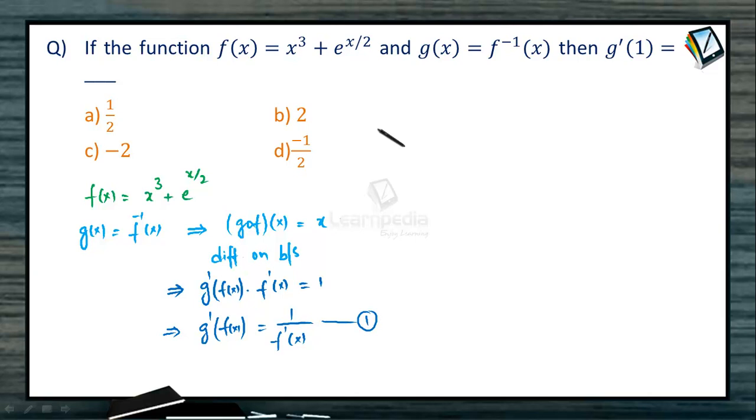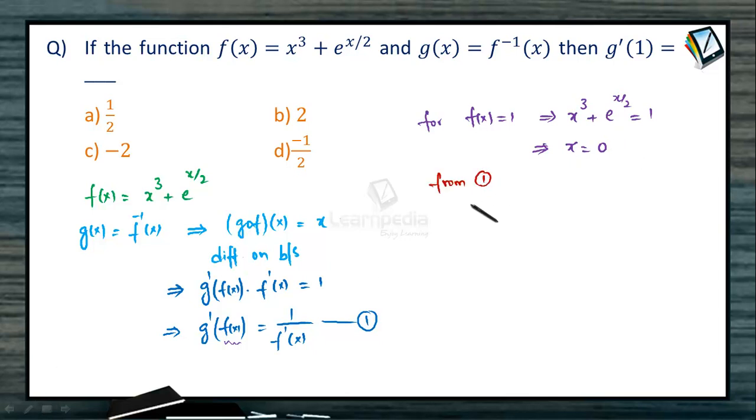We need to calculate g dash of 1. So first let us identify when f of x becomes 1. For f of x to be equal to 1, that means the value of x cube plus e to the power of x by 2 should be 1. This is possible only if x is 0, right? Then this part becomes 0 and this is e power 0, which is 1. So we got the value of x equal to 0.